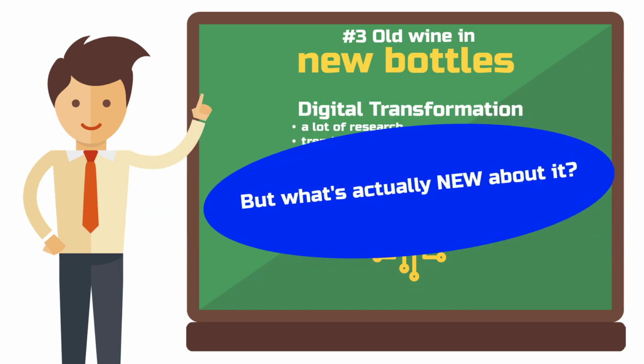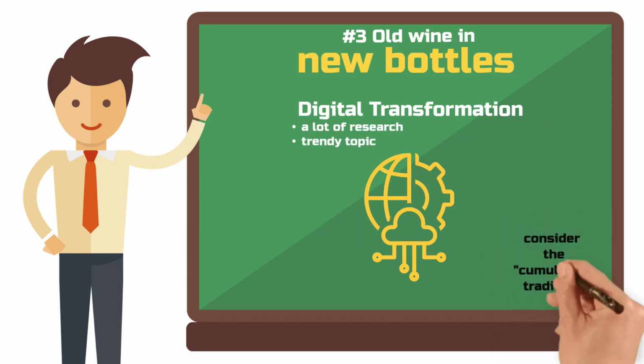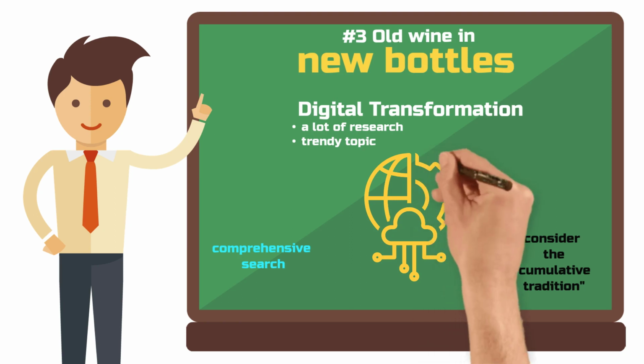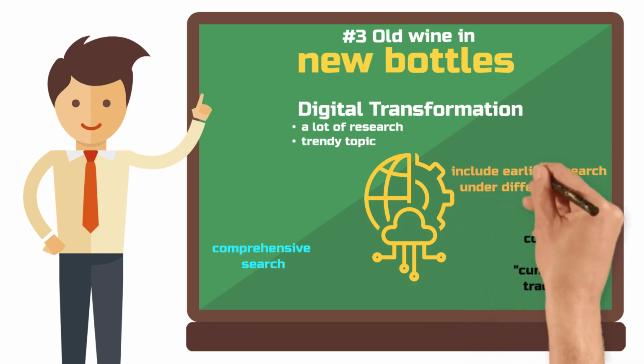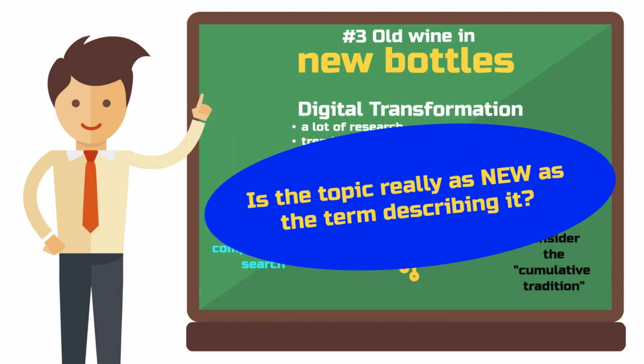Haven't companies been introducing technology to improve their processes for 50 years? Yes, they have. And there's plenty of research literature on that. It's just not found under the label digital transformation. But if you search for IT-enabled organizational transformation, you get some hits from the last millennium. And these hits might be relevant for someone wanting to study digital transformation today. So when it comes to your topic, ask yourself, is the topic really as new as the term describing it?